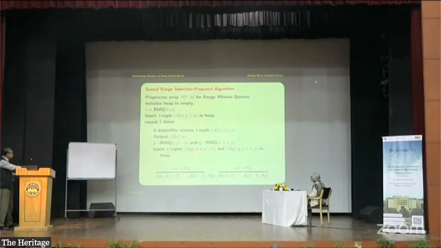p, key value a_p, the range i to x minus 1, where a_p is the minimum. Similarly, I do a range minimum query, find the index q of the minimum item in x plus 1 to j, and insert the key value, the index of the minimum item, and the range where it is minimum into the heap. That is all there is to the algorithm.